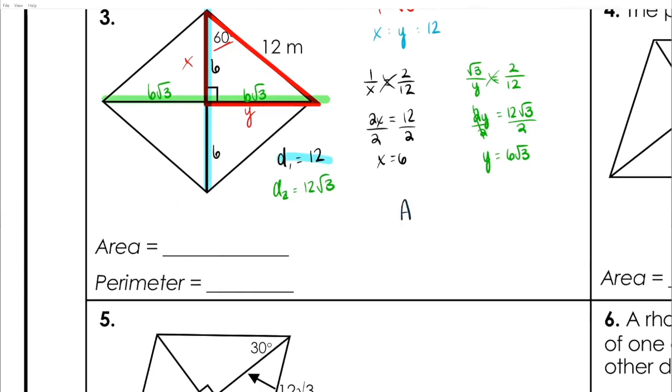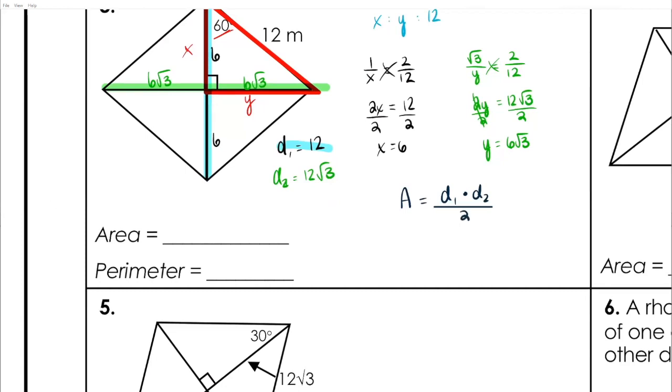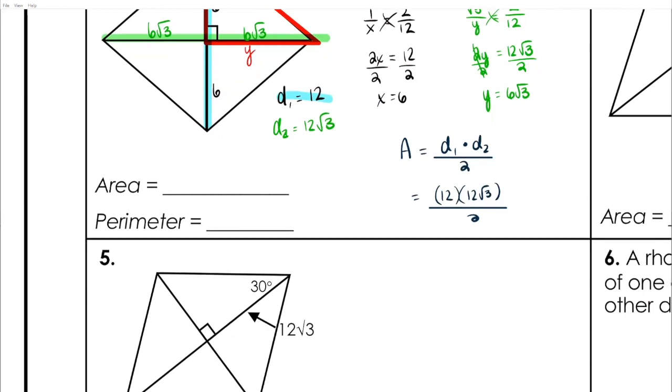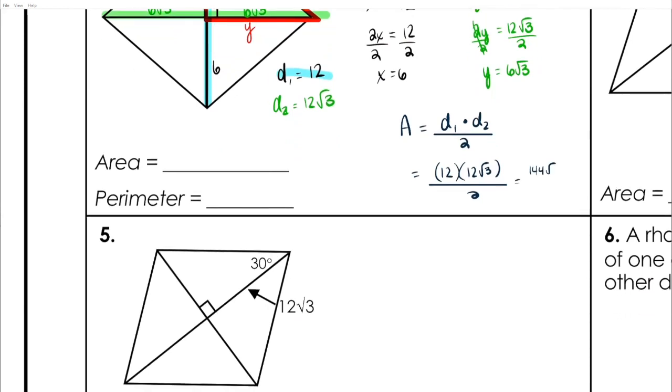Area formula is diagonal 1 times diagonal 2 over 2. So we get 12 times 12 root 3 divided by 2. 144 root 3 over 2 reduces to 72 root 3. Magic. Let me slide that over so we can write that a little bigger. 72 square root 3 meters squared.